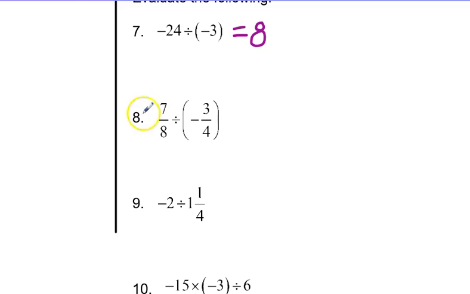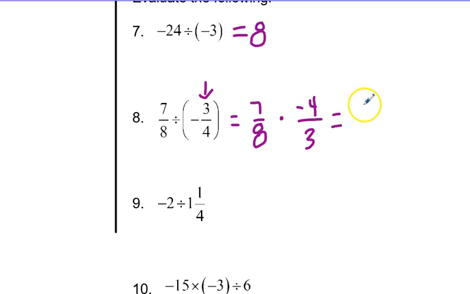Number 8, we have 7/8 divided by negative 3/4. So first off, we need to rewrite this as multiplying by the reciprocal. So the first one stays the same, 7 over 8. The division sign changes to multiplication, and then we flip the second fraction. It's going to stay negative though, but the 4 is now going to be on top, and the 3 is going to be on the bottom. And then we just multiply top and multiply bottom. 7 times negative 4 is negative 28.